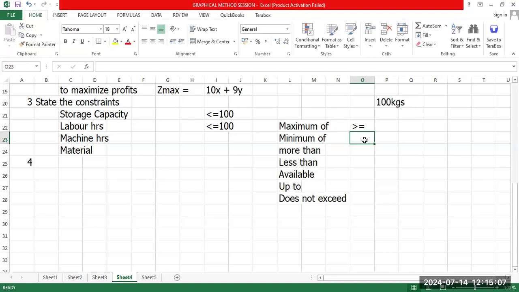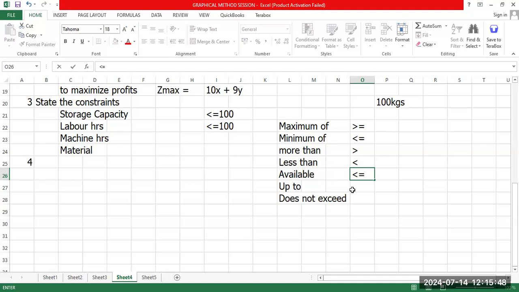Greater or equal to. Then more than, greater than, this is automatic. What about if they say the only space that is available is 100 seats? What can you put? Less or equal to. It means that you cannot exceed that value.